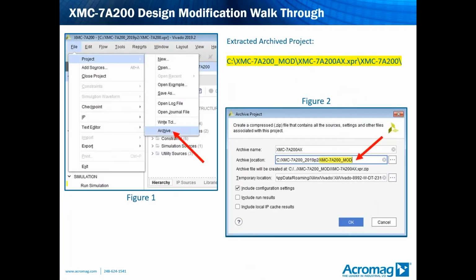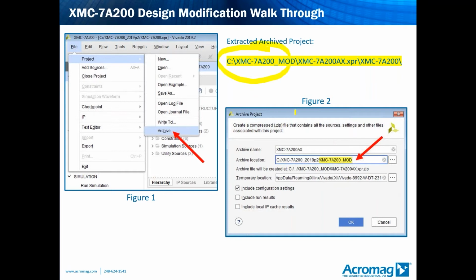There we go. So first thing we're going to do is, whether you're using this on Linux or Windows, it's going to be a very similar walkthrough. I'm using this in Windows. So in Windows, you're going to want to open File Explorer, and locate the folder XMC7A200. For me, it's in the root directory of the C drive. So next, we're going to create a new folder within that folder called XMC-7A200_mod, which is highlighted right over here.